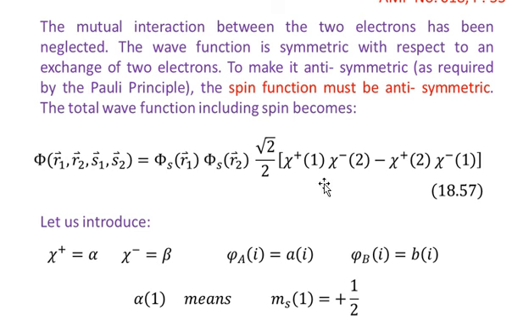Now we are going to multiply by the spin function, and we have chosen the spin function as an antisymmetric function under exchange of the two electrons. This part of the spin wave function becomes antisymmetric, and is given by square root of 2 divided by 2 multiplied by a square bracket containing chi plus of electron 1 multiplied by chi minus of electron 2, minus chi plus of electron 2 and chi minus of electron 1. This negative sign between the two terms will ensure that the wave function is an antisymmetric wave function.